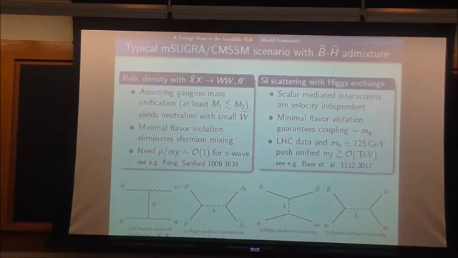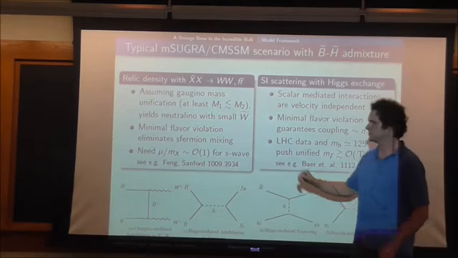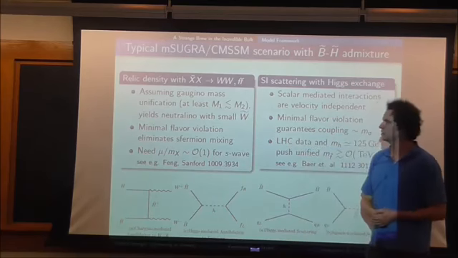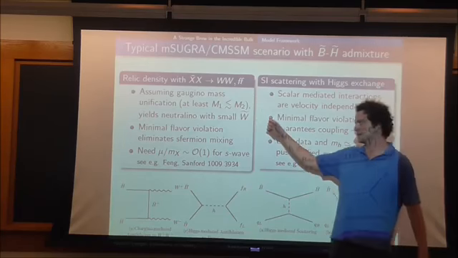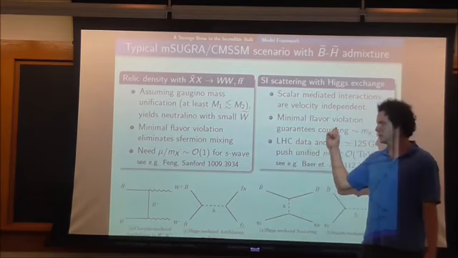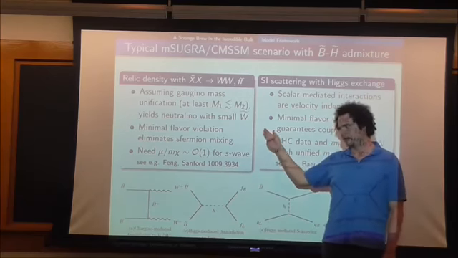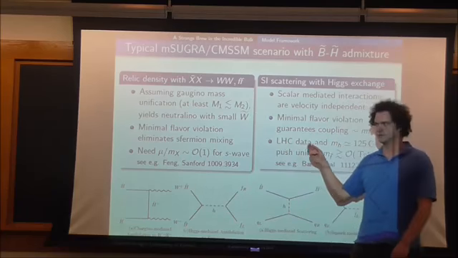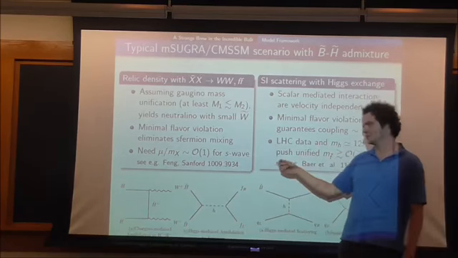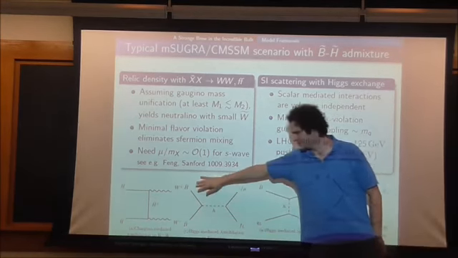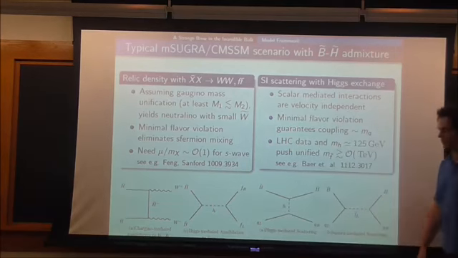Usually, just as an example, in mSUGRA or the CMSSM, you have something like unified gaugino masses, or at least a low Bino mass relative to Wino. And that tells you that you have small Wino content. So if you assume minimal flavor violation, you don't have diagrams that give you s-channel annihilation through fermion mixing. So you need some Higgsino content to give you diagrams like this, which have some Higgsino eigenstates, in order to get a high enough s-wave annihilation cross-section.